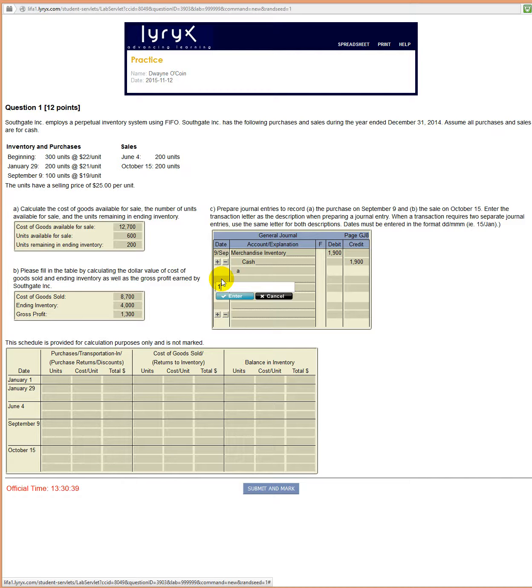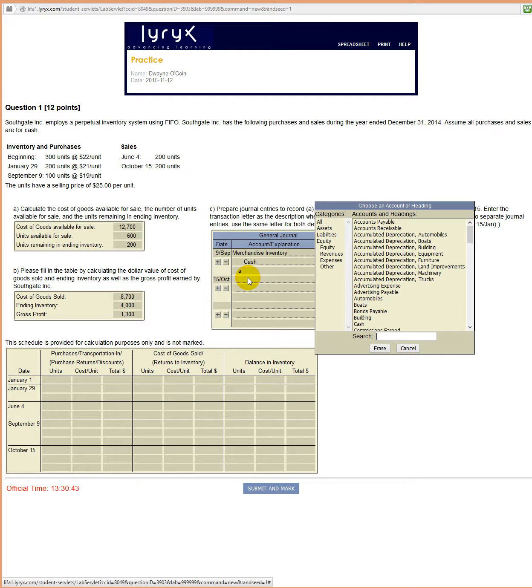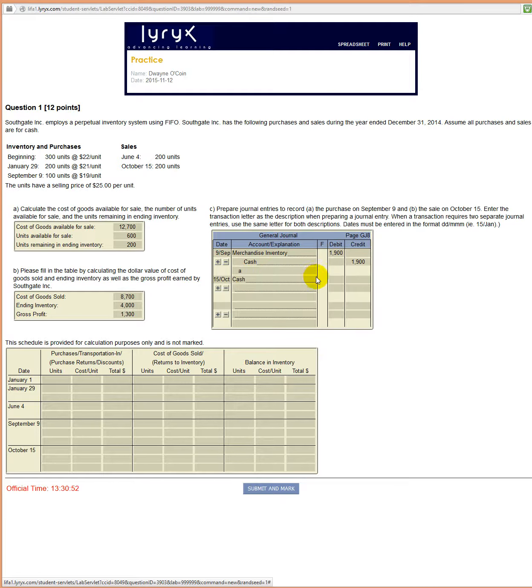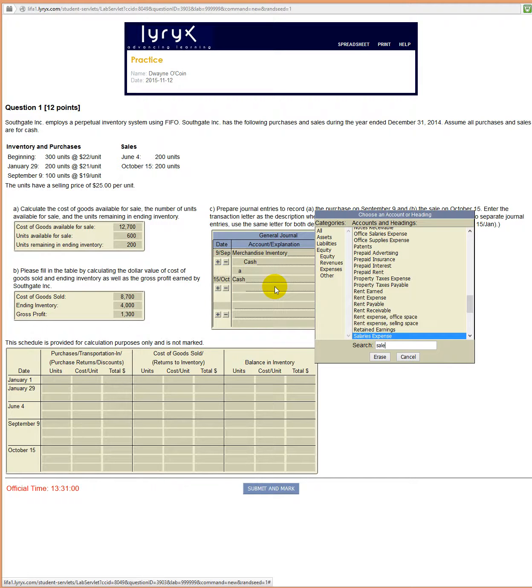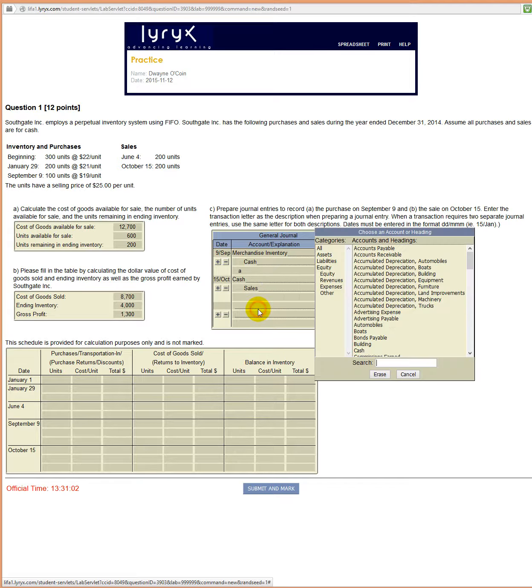On the 15th of October, we made our sale. Actually, that's our second sale. Cash would go up by the amount of the sale, 200 units at $25 each. And the other half of that entry is going to be sales, of course. And that is transaction B.